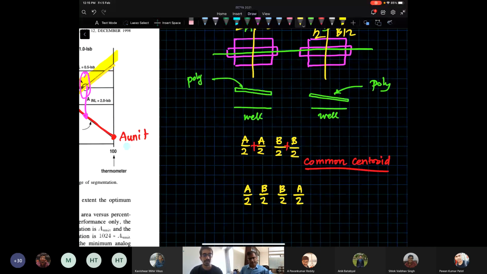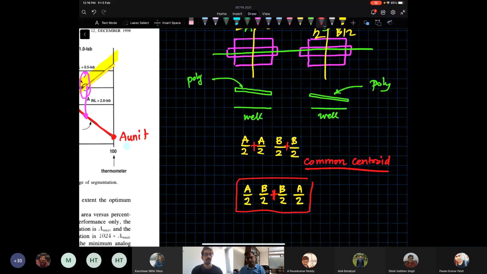So if I did that, what is the centroid of B? The centroid of B is here. What is the centroid of A? At the same location, the same place. So we have a common centroid. So this will definitely match very well. That's what I mean by common centroid.